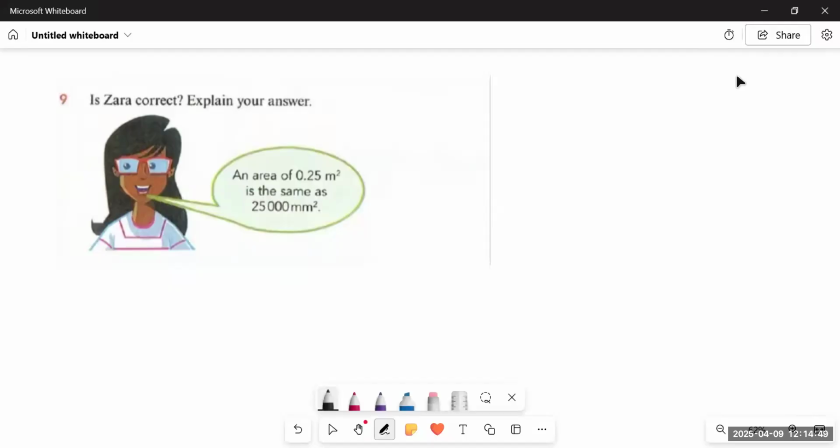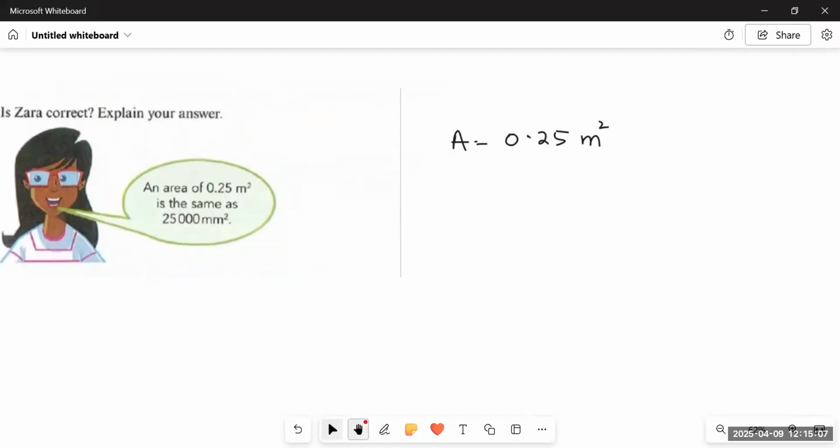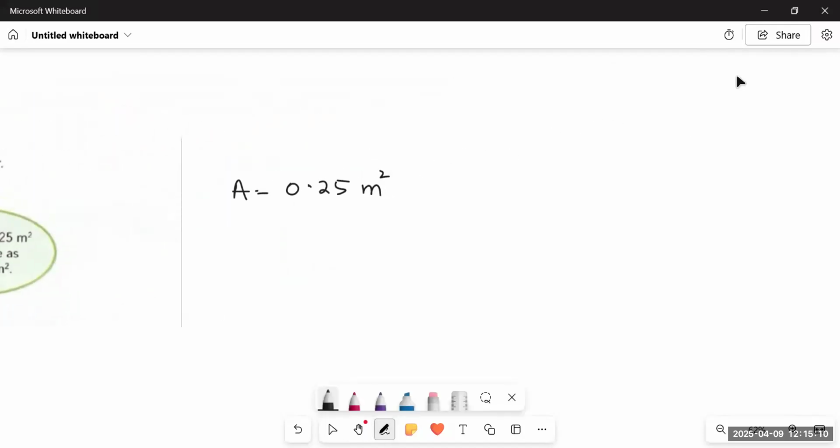In the next question, we are provided with a statement that Zara says an area of 0.25 meter square is the same as 25,000 millimeter square. For this, we have to understand the conversion between them. If we talk about the conversion, 1 meter is equal to 100 centimeters. But 1 meter square is equal to 10,000 centimeter square. The zeros will be doubled.